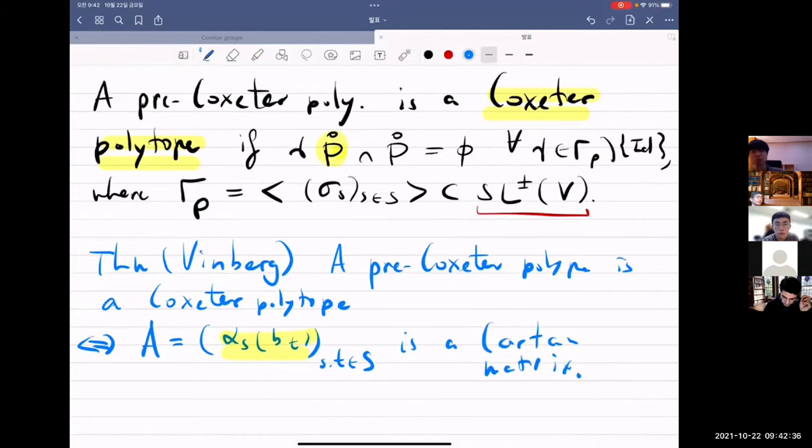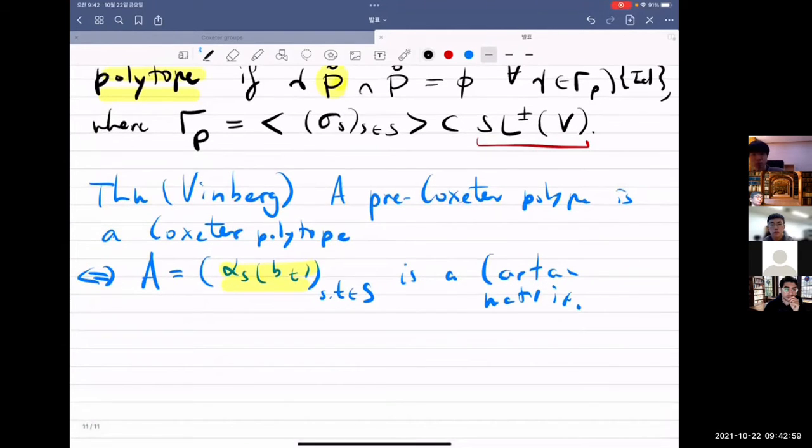And this is equivalent. So the pre-Coxeter superlative is a Coxeter superlative if and only if the Cartan matrix A is a Cartan matrix. So in some sense, it's very easy to check whether the pre-Coxeter superlative is a Coxeter one. Okay? So that is really the main part of this theorem of Vinberg.